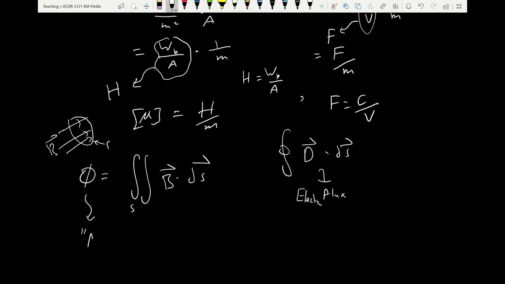People use this a lot. There's nothing special about it. It's just the same. I mean, as we could talk about magnetic flux, we could also talk about electrical flux. It's just the act of integrating a flux density vector.